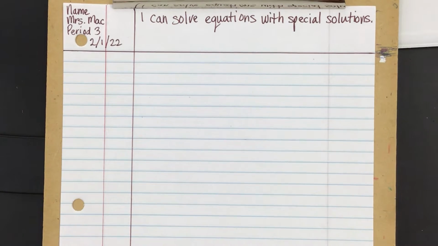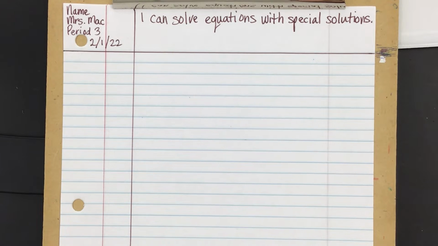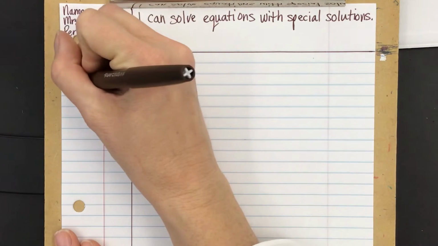Okay. So far, you have only solved equations that have one solution. You solve it, and you find out exactly what that variable is. But not all equations have just one solution. So let's talk about the different types of solutions that you can run into.